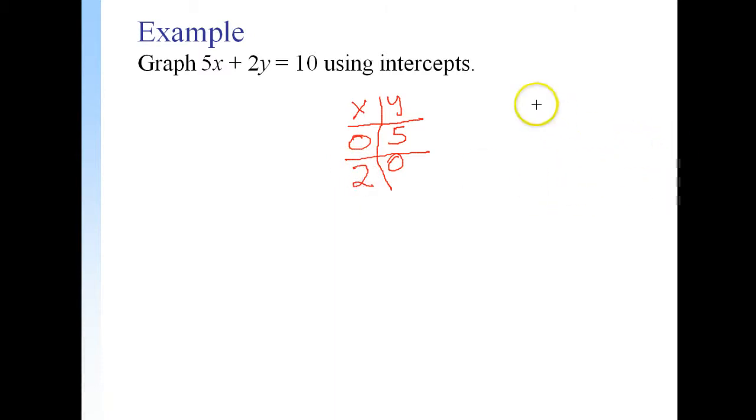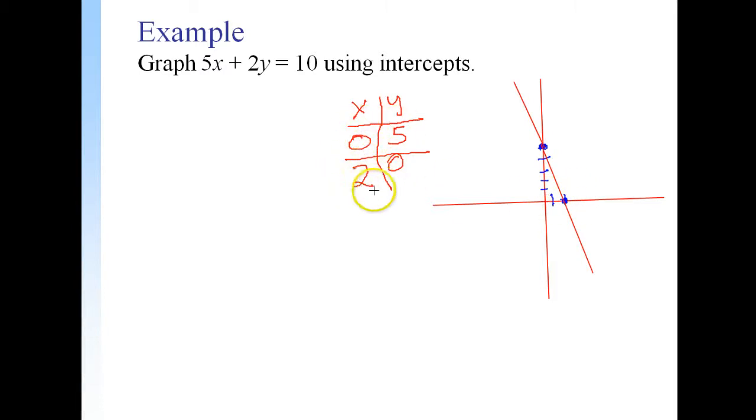So we make a little graph. And we now plot our intercepts, 0, 5. So 1, 2, 3, 4, 5. We put a dot right there. 2, 0. 1, 2. A dot right there. Take your line, and there is your graph. And there's your y-intercept, and there's your x-intercept using this special T-chart.